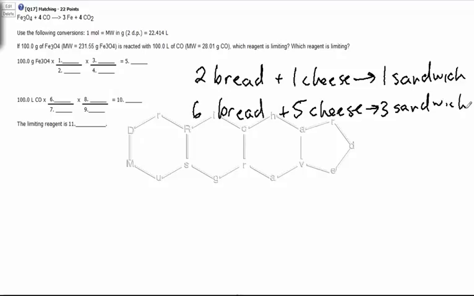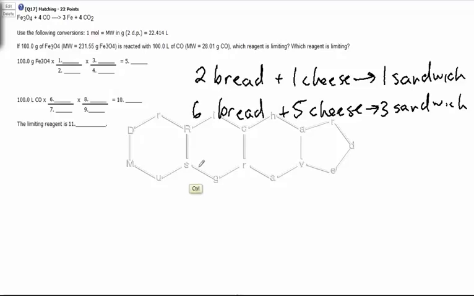because what would happen is that we need 2 slices of bread for each sandwich, so 6 divided by 2 is 3. That's how many sandwiches we can get from 6 bread, and the number of sandwiches we get from 5 cheese is 5, but since we don't have enough bread to get 5 sandwiches, we're going to have 2 slices of cheese left over because we can only make 3 sandwiches.